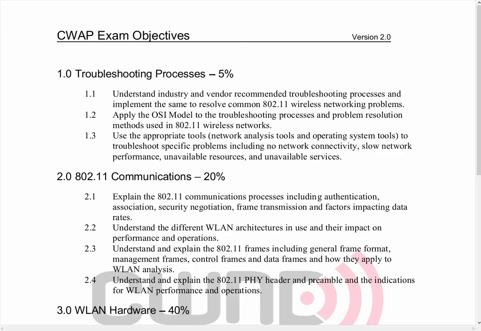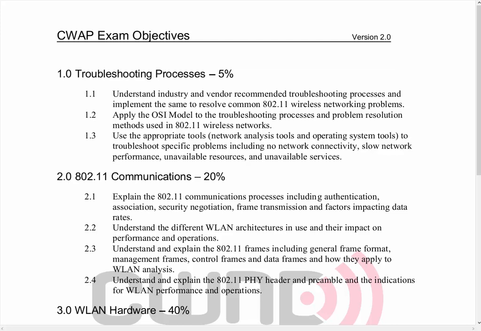Then in the second knowledge domain of 802.11 communications, making up 20%, we have 4 sub-objectives that are focused on the communications process, including authentication, association, security negotiation, frame transmission, and factors impacting data rates. So it's going to be very important for you to be able to troubleshoot why a particular station may not be achieving the data rates that you desire. Second sub-objective here is understanding the different wireless LAN architectures and how they impact performance and operations. And then the third sub-objective, understanding and explaining the 802.11 frames, which will include the general frame format, and then the various management frames, control frames, and data frames, and how they apply to wireless LAN analysis.